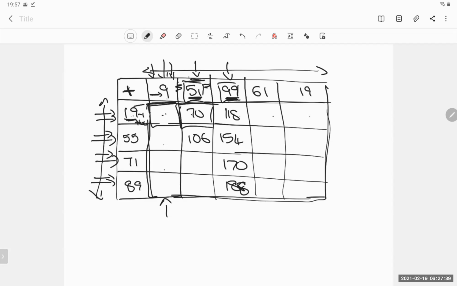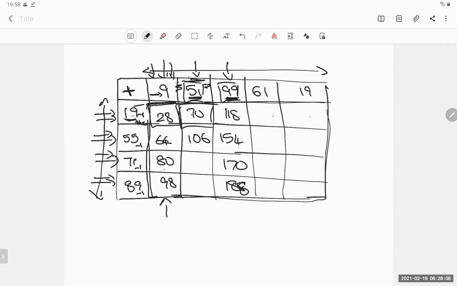10, sir. So for 9, you just have to subtract 1 from all of these numbers and add 10. So 19 minus 1 is 18, plus 10, 28. 55 minus 1 is 54, plus 10, 64. 71 minus 1 is 70, plus 10, 80. Similarly, this is 98.